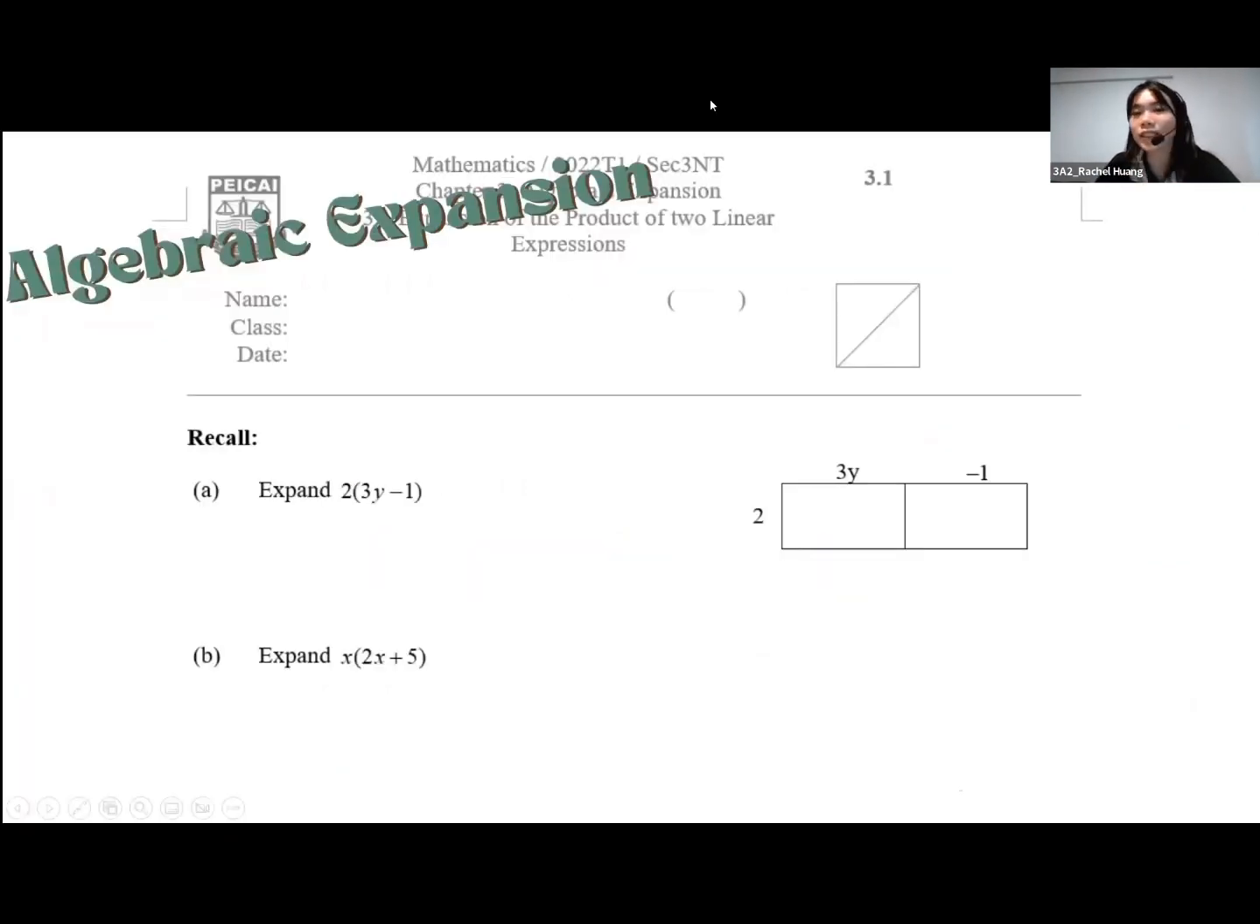So expansion is the same thing as multiplication of algebra. If you remember last year when we learned multiplication of algebra, if I have 2 times 3y, right, it's the same as 6y. How do I know that? Because the 2 is the numbers. I always look at the numbers first. I multiply the numbers first, and then I look at the alphabet.